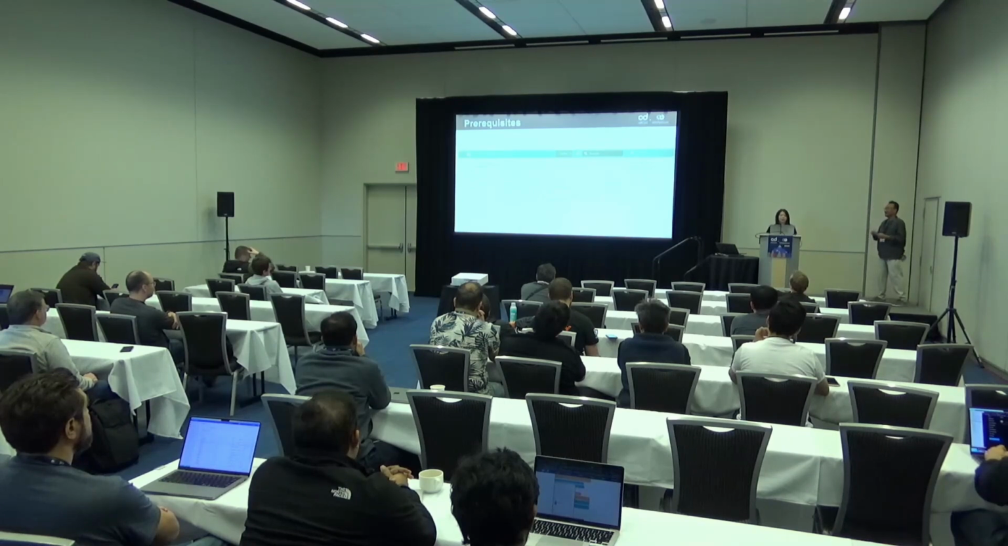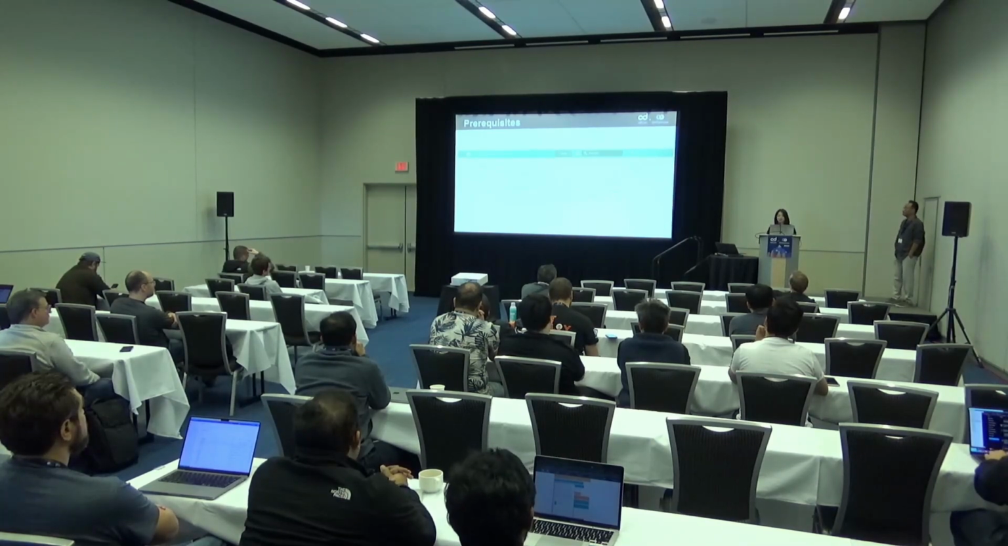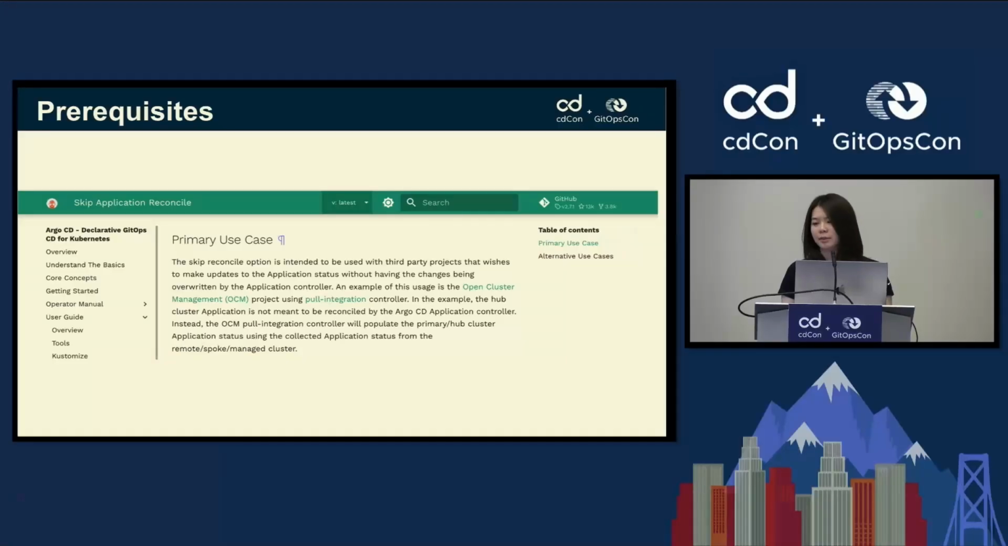Yeah, so I just want to say that we do have constant meetings with the Argo CD community. We attend their meetings quite frequently. We propose changes, and we have PRs and iterations of PRs. It's currently in the official Argo CD documentation, and you can find its use specifically for open cluster management with the pull integration. You will need to have the skip reconcile annotation to perform the pull model on the application.